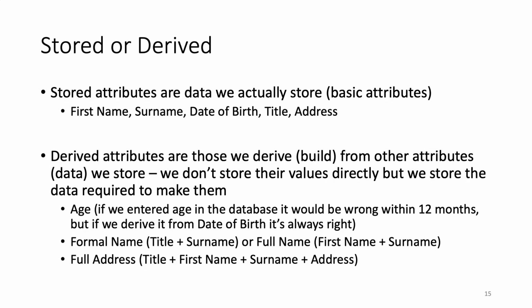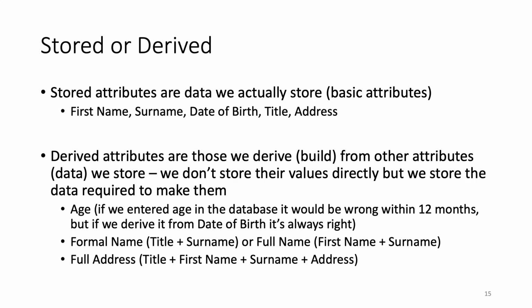Is the attribute stored or derived? A stored attribute is the data we actually put in the database. Name, surname, date of birth, etc. Derived attributes are attributes that the entity has, but we derive them from other data. So we don't actually store it as a number, we store it as a calculation, or we store it as a sum within the database. The most obvious one is age.